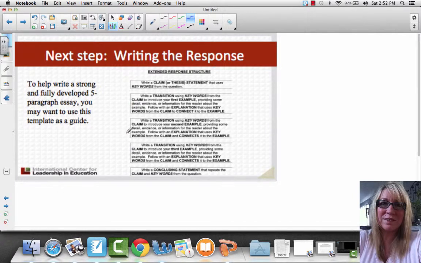Then you're going to write a transition using keywords from the claim to introduce your second example. So you're doing the same thing as you did in your first paragraph, but for your second example. And then in your fourth paragraph, you're doing the same thing again. You're using a transition, keywords from your claim to link your third example, and then support it with evidence and information from the document. And lastly, writing a concluding statement that repeats the claim and the keywords from the question.